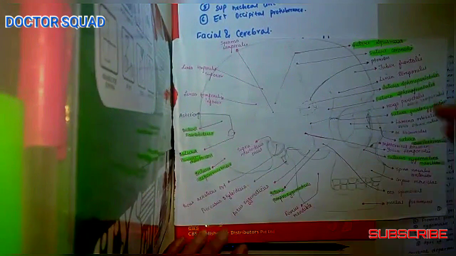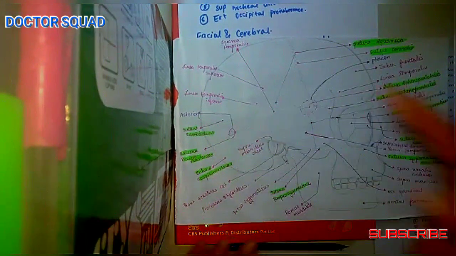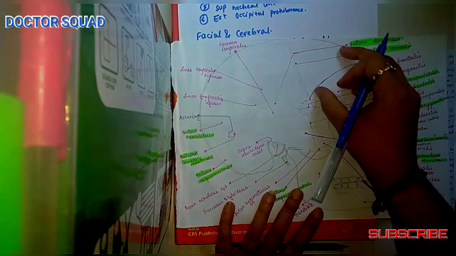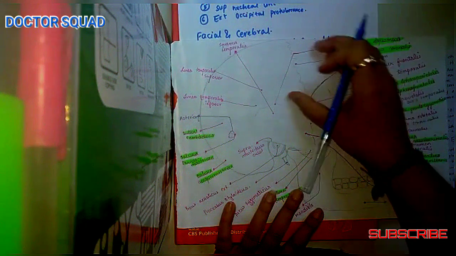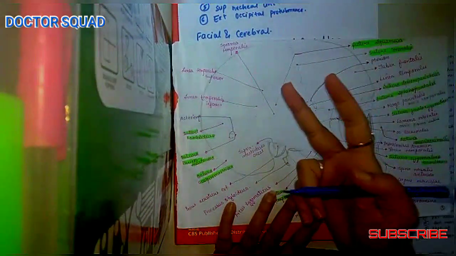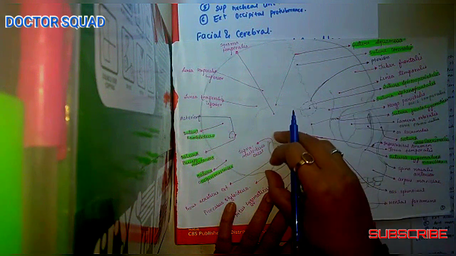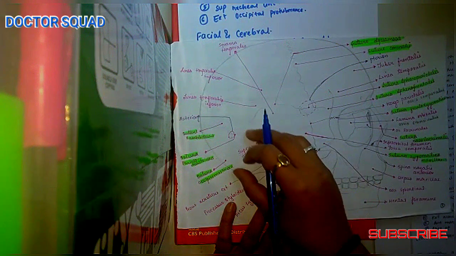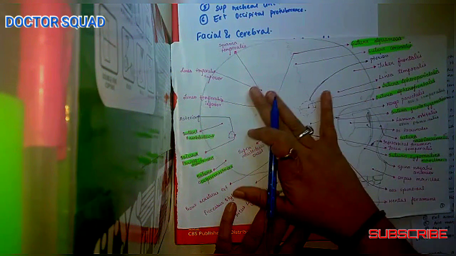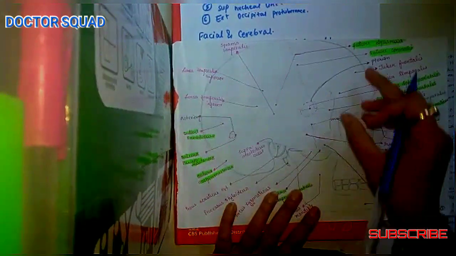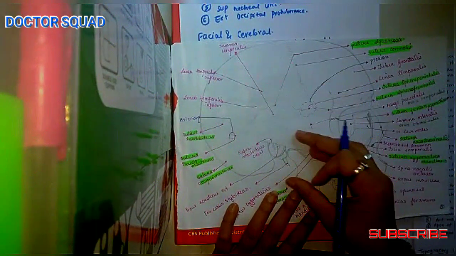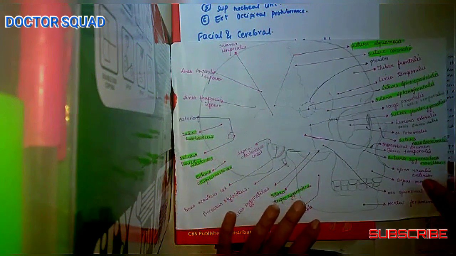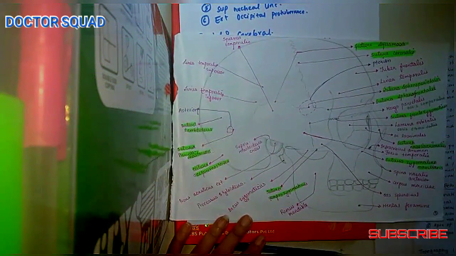Let's break it down. Fronto means frontal bone, parietal means parietal bone, and occipital, the whole upper part, is known as the fronto-parieto-occipital region. The second part is the mastoid region, a small area here. And the third is the temporal region, or temporal bone. Now let's talk about the fronto-parieto-occipital region.